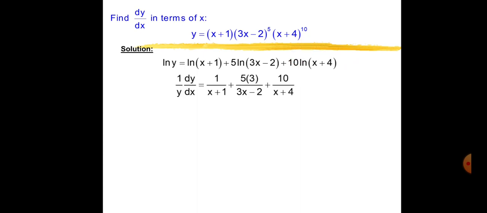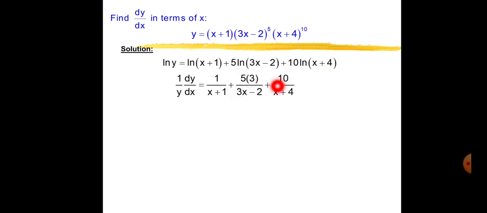Now find the derivative. The derivative of ln y equals y prime over y, or you can write 1 over y times y prime, and this is y prime, dy dx. Then ln x plus 1 gives 1 over x plus 1 times the derivative of what's inside, which is 1. Then 5 times ln 3x minus 2, where the derivative of ln u equals u prime over u. So this is u here, and u prime, the derivative of what's inside, is 3. Or you can write 1 over 3x minus 2 times the derivative of what's inside, which is 3.